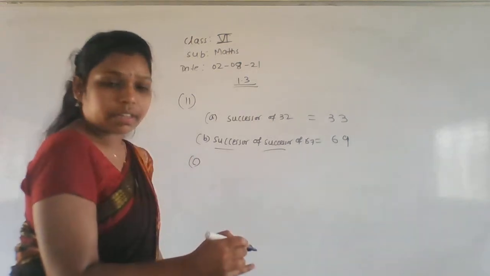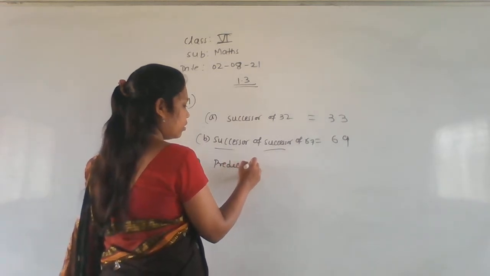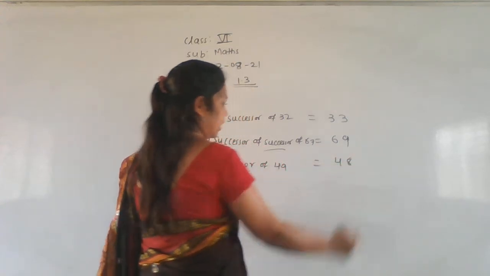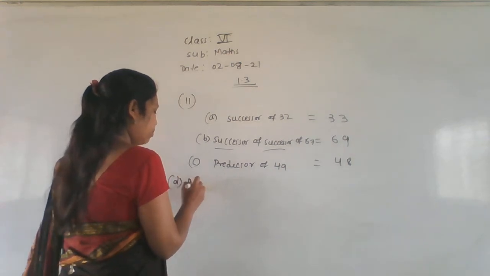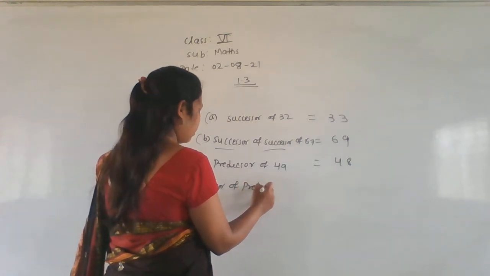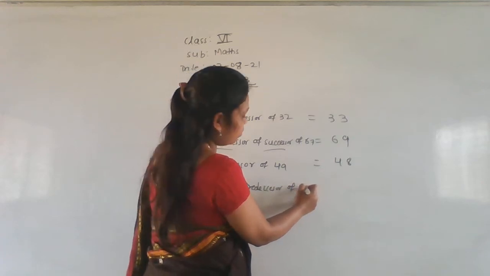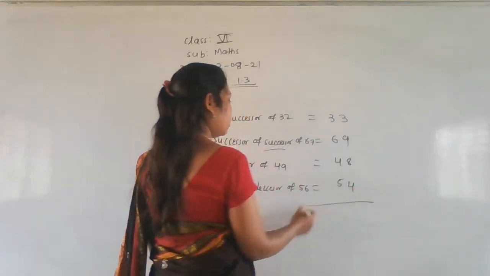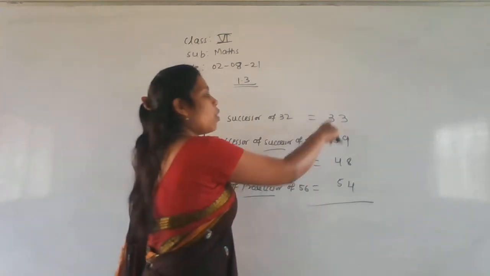Next, the third one. Predecessor of 49. Predecessor of 49 will be 48, right? Next one is the predecessor of the predecessor of how much? 56. That will be 55, 54. Okay? Predecessor of predecessor, two times predecessor is there. So subtract two numbers here. Okay? Now add these numbers.